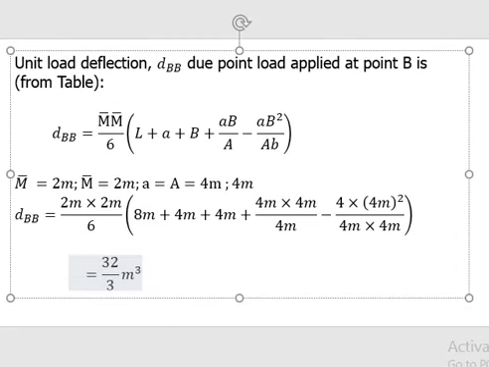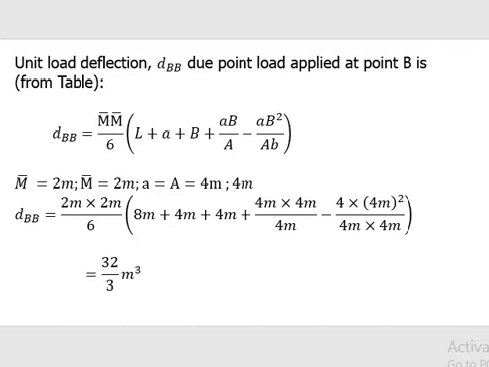The deflection, small d bb, is due to the point load applied at point B. You pick from the table the formula, where M bar is 2 meters, capital A is small letter A, that is 4 meters, capital B is also small letter A, 4 meters. Substituting into the formula and calculating out gives us that small deflection as 32 over 3 meters power 3.